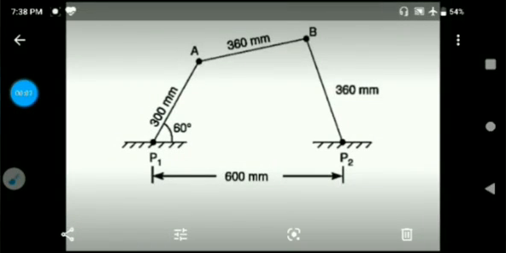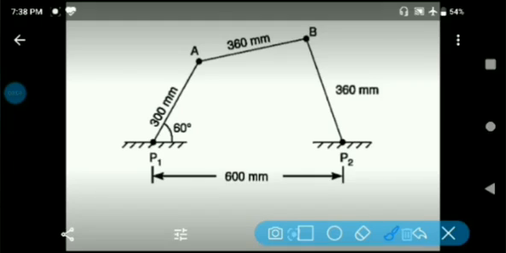Now we need to consider the driven link or the output link BP2. In this particular link, since point P2 is fixed, we need to consider the acceleration of point B relative to P2. So similar to the previous cases, to find the acceleration of point B relative to P2, first we need to find the magnitude of the tangential component and the normal component of acceleration.